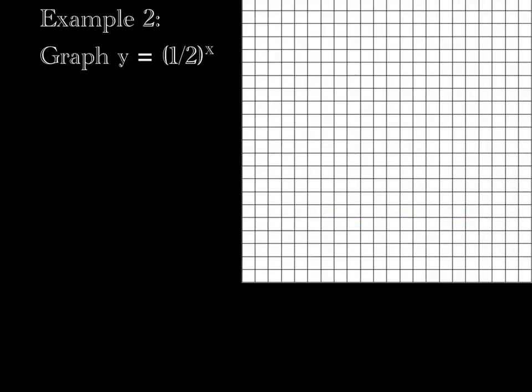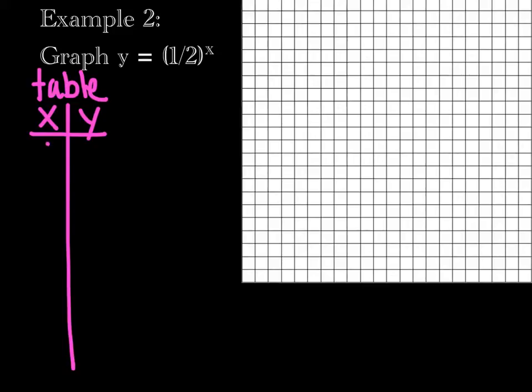Here's another example. Now we're going to graph y equals 1/2 raised to the x power. So once again, let's make a table. When x is 0, 1/2 or anything raised to the 0 is always 1. If x was 1, 1/2 to the 1 would be 1/2. If x was 2, 1/2 squared would be 1/4. If x was 3, 1/2 cubed would be 1/8, and it'd be getting smaller and smaller and smaller. It's approaching 0. So let's go the other direction.